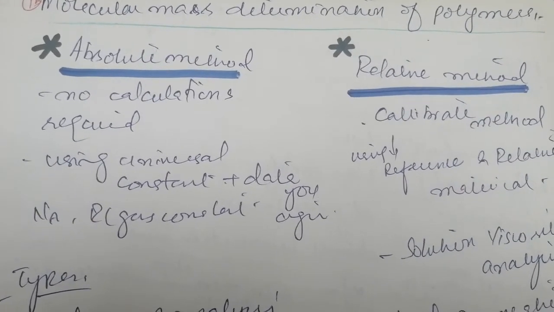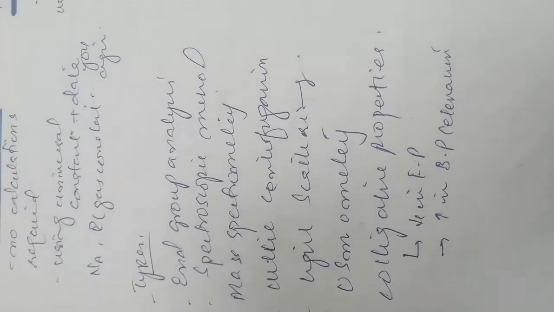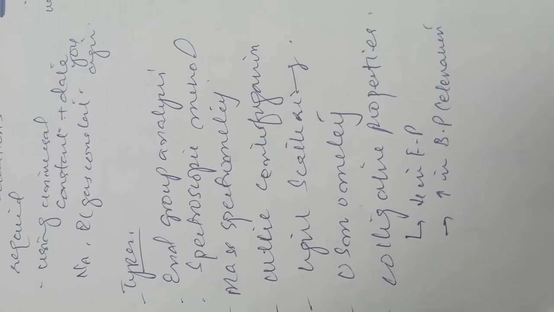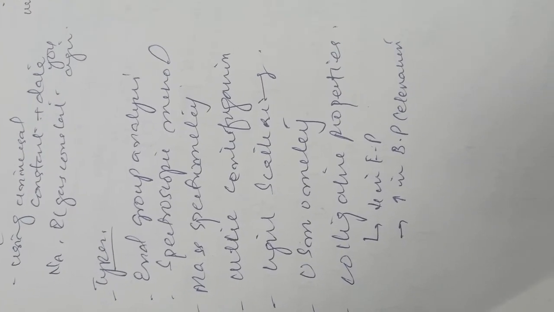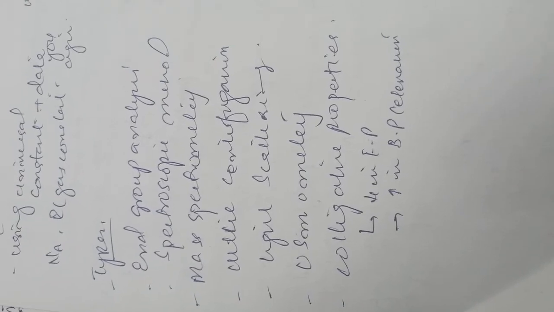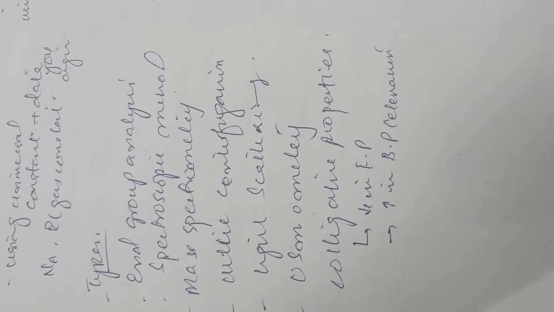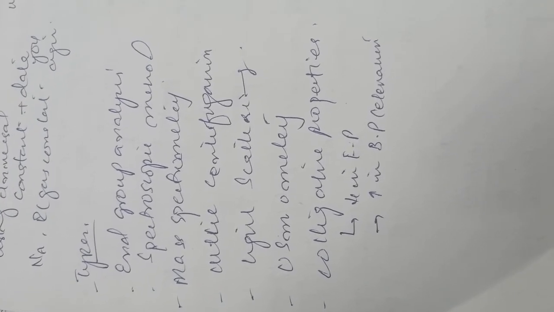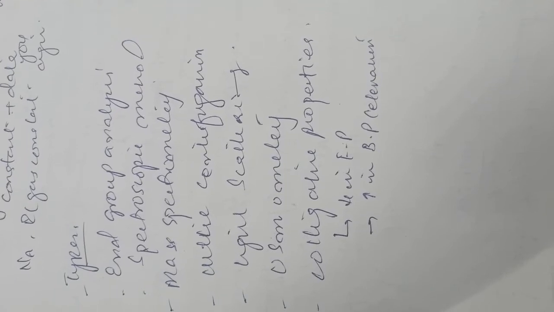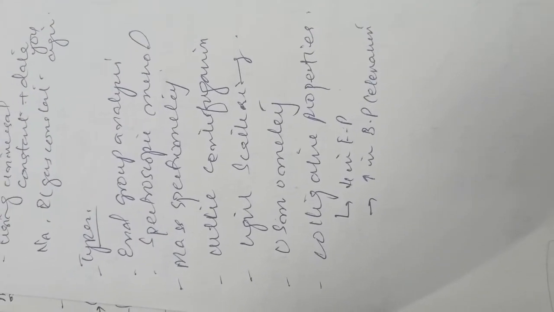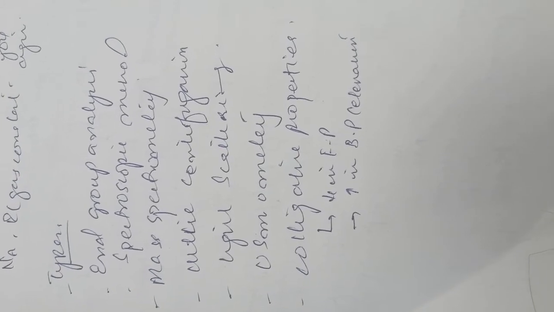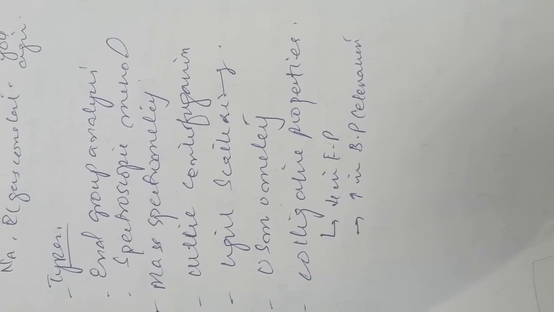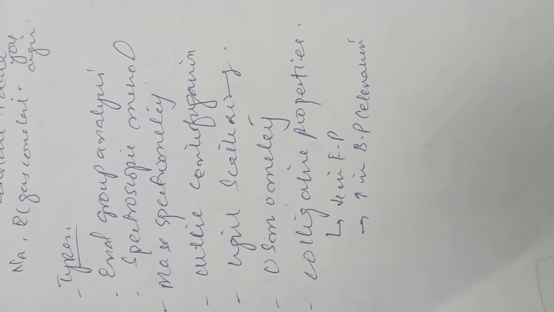And then if you consider the types of absolute methods, there are various types of absolute method to determine the molecular mass of the polymer. The first one is the end group analysis. Then we have the spectroscopic method. Then we have the mass spectrometry, and afterwards we have ultracentrifugation. Then we have the light scattering method to determine the molecular mass. Then we have osmometry. Then we have colligative properties. There are different types of colligative properties: depression in freezing point, elevation in the boiling point, and then we have the depression in vapor pressure, right?